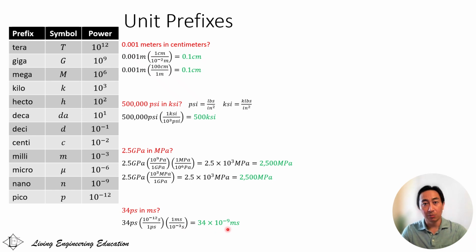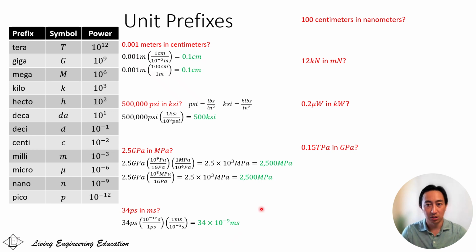Okay, so I'm going to give you a few examples. Press pause, try to solve them, and then we'll walk through the solutions together. All right, so let's say I have 100 centimeters. I want to convert that into nanometers. I have 12 kilonewtons. I want to convert this into millinewtons. I have 0.2 microwatts, and I will convert this into kilowatts.